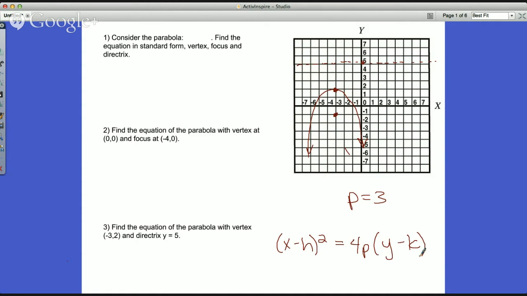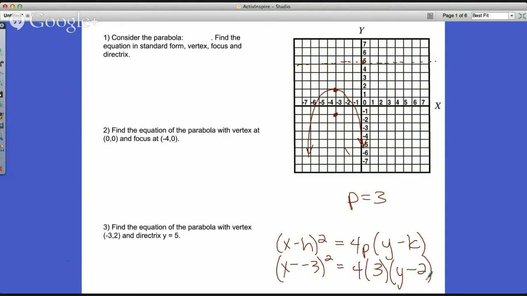Okay. So what would be the H and K? Again, someone said it already. -3, 2. Yep, -3, 2. Okay, so we're going to put -3 in for H. So it'd be x minus -3. Square that bad boy. P would be 3, right? And K would be 2.